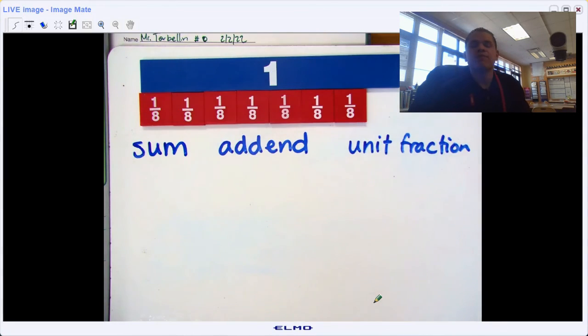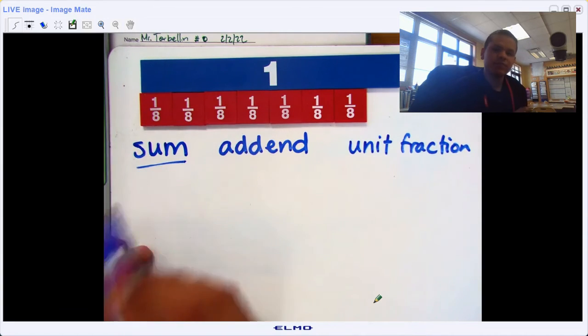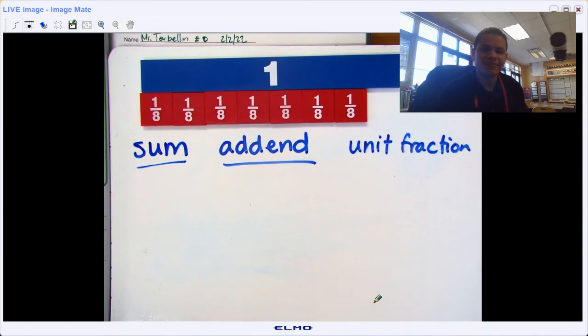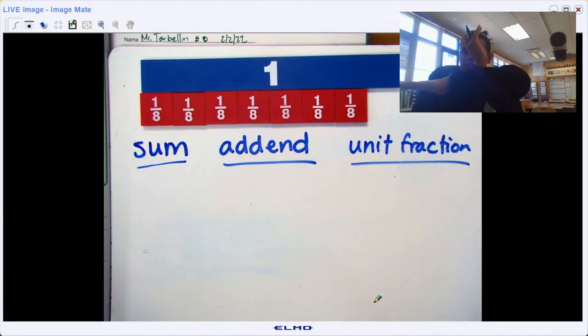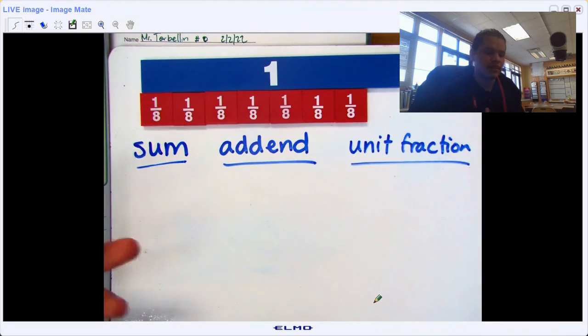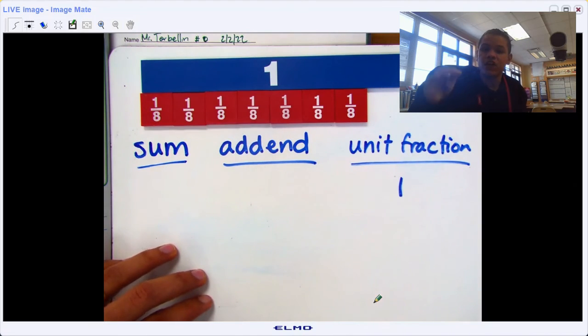Let's take a look at some important vocabulary words that are going to help you speak my favorite language, math. Maybe you already know what a sum is. You should. Hopefully, you remember what an addend is. And we're going to review what a unit fraction is. So the sum is the answer, okay, to an addition problem. So an addend are the numbers that you add. And a unit fraction has a 1 in the numerator.